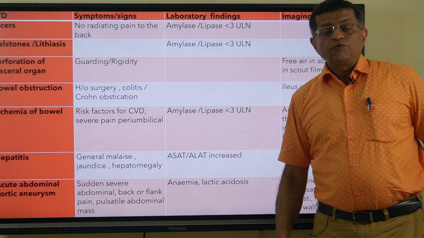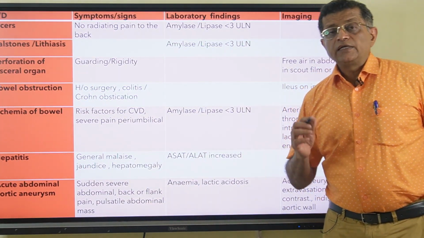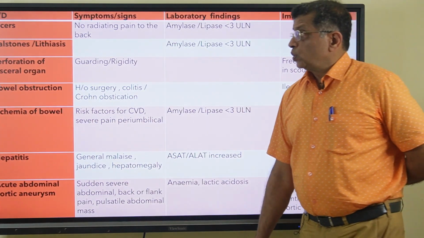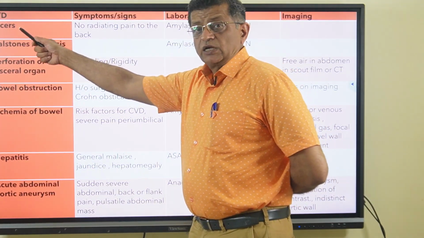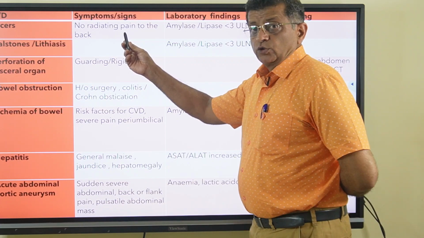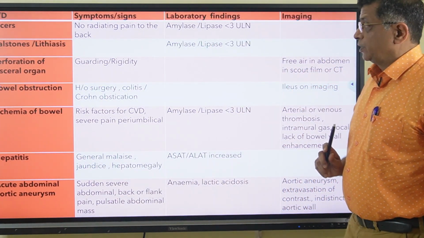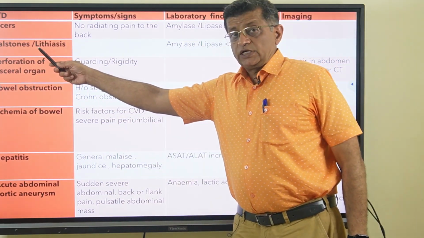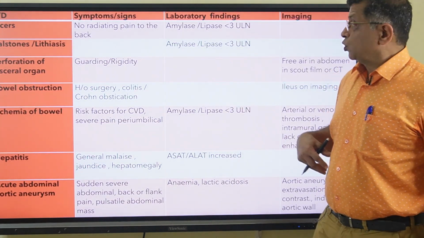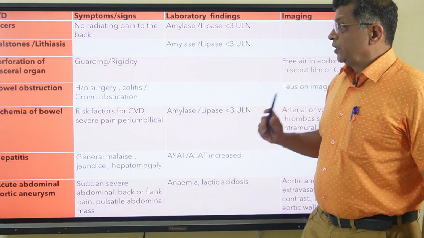Lastly, we will consider some differential diagnosis of acute pancreatitis, and in the next lecture we will talk about how we treat these patients, right? So first of all, ulcers can present as epigastric pain, but then there will be no radiating pain to the back. Amylase and lipase will be less than 3 times upper limit of normal. Gallstones or lithiasis can present as epigastric pain or pain radiating to the right hypochondrium. Again, amylase and lipase will be less than 3 times of normal.